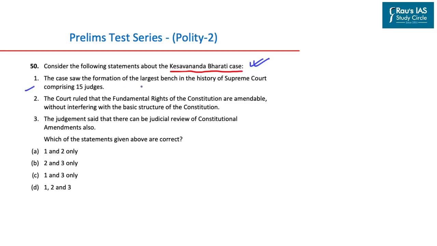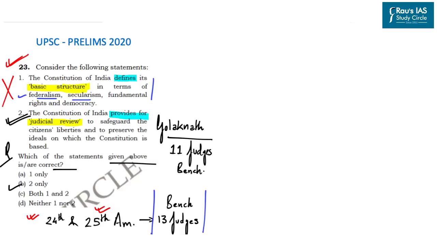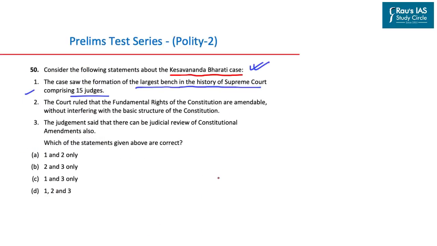The case saw the formation of the largest bench in the history of Supreme Court comprising 15 judges. No, this statement is incorrect as it comprised of only 13 judges. Now the question is, why only 13 judges and why not 15 judges? It provided for a 13 judge bench because Golaknath was decided by an 11 judges bench, and this particular judgment of Kesavananda Bharati was reviewing the Golaknath case. Hence a larger bench was necessary. So the first statement here becomes incorrect.